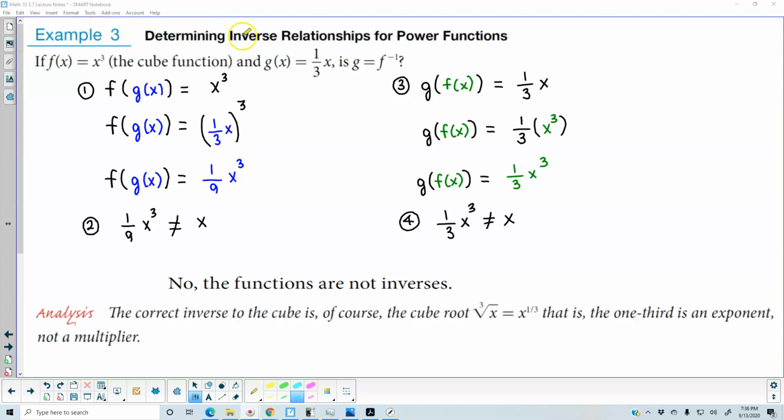Example 3, determining inverse relationships for power functions. If f of x is equal to x cubed, meaning the cube function, and g of x is equal to 1/3 x, is g equal to f inverse?